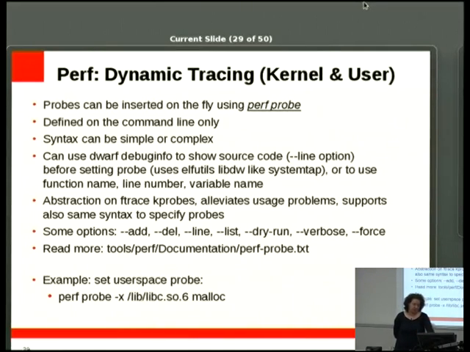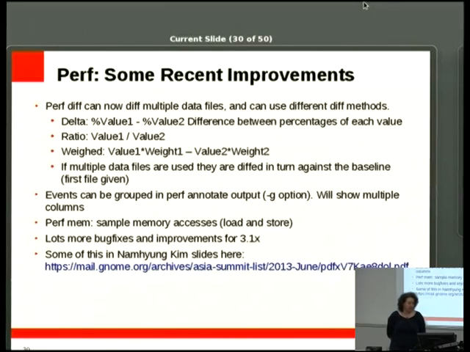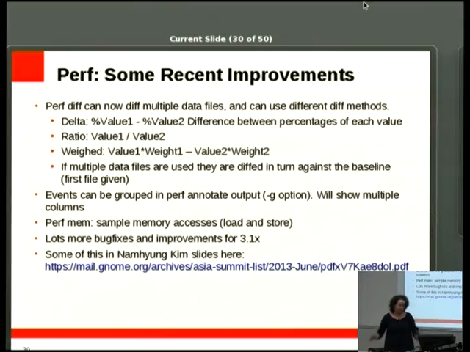And this is kind of important in terms of the history of this whole section of the kernel and how we got here. So some recent improvements, again, 3.10 and forward type things. You can use different methods to look at different data output files from different runs. You can group the events and show them in a more user intuitive way. Lots of bug fixes. There is now a subsystem that looks at memory access. There is a talk that Namhyung Kim did in the summer of 2013, June 2013, and that has some of the latest examples if you want to look at that.